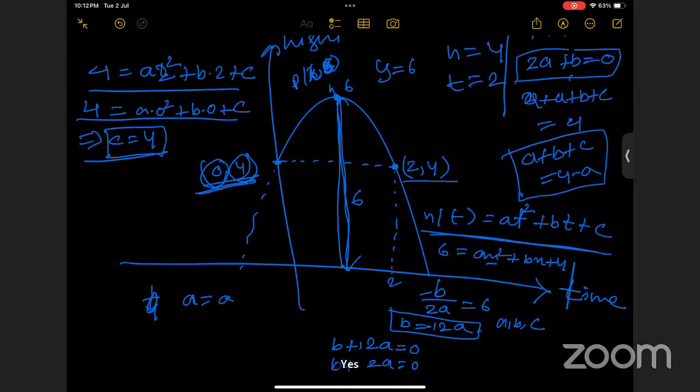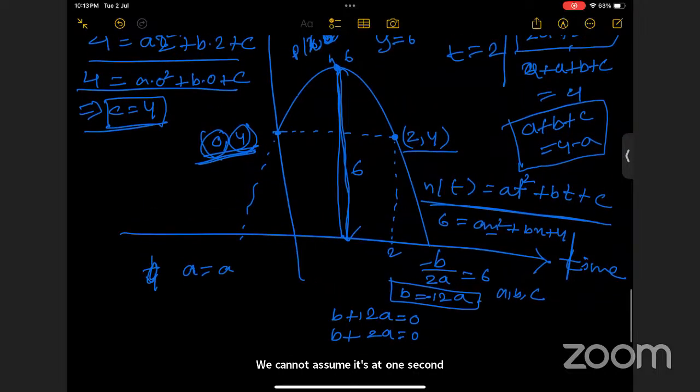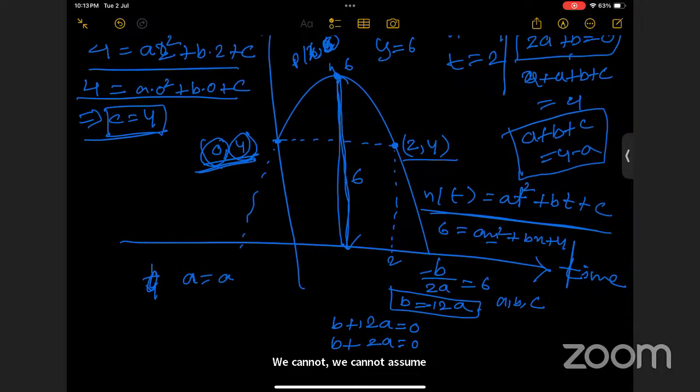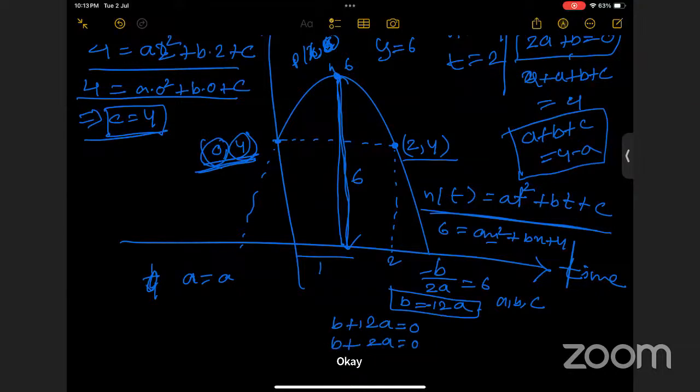We cannot assume it's at 1 second. It's not given there. We cannot assume it has reached maximum height. Ma'am, but I have solved this, and my answer is correct. It is a graded assignment solution. But we cannot assume it. No, I'm not assuming it, ma'am.